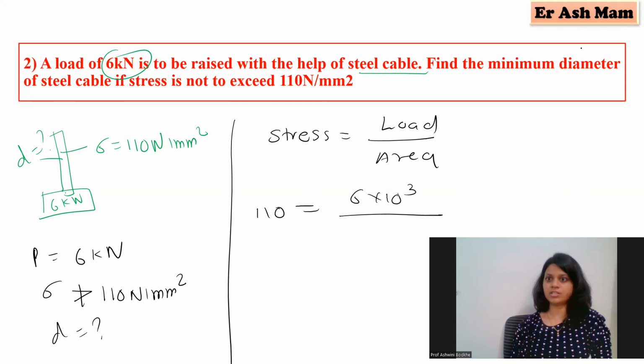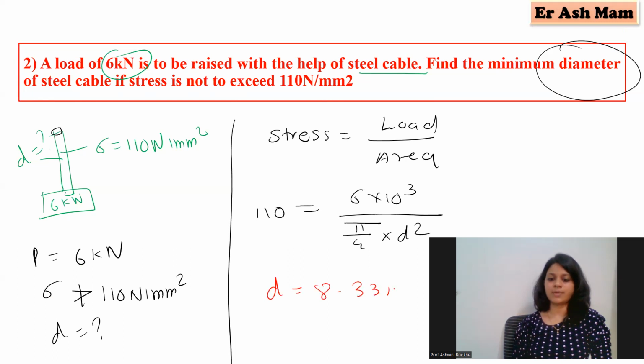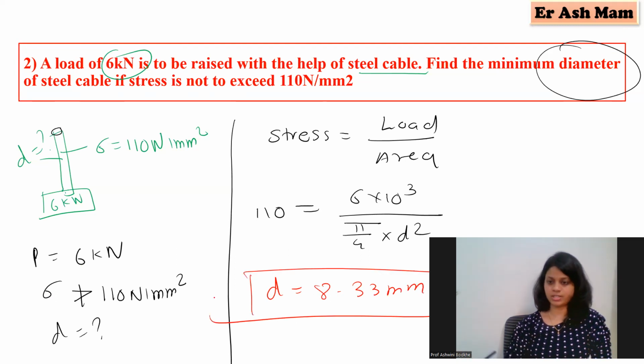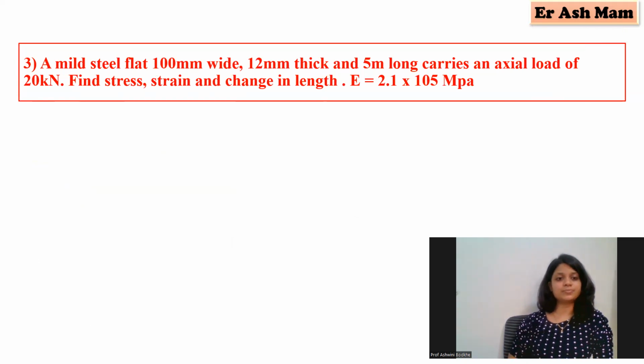For a circular section, the cross section of this bar is circular. Therefore, area is pi by 4 into d square. Substitute all values, and we will get the value of d. D equal to 8.33 mm. Diameter is 8.33 mm. Again, a basic numerical. Next is the third numerical.